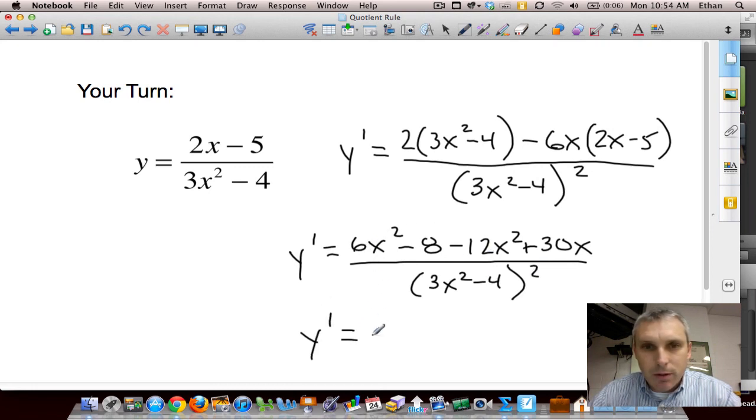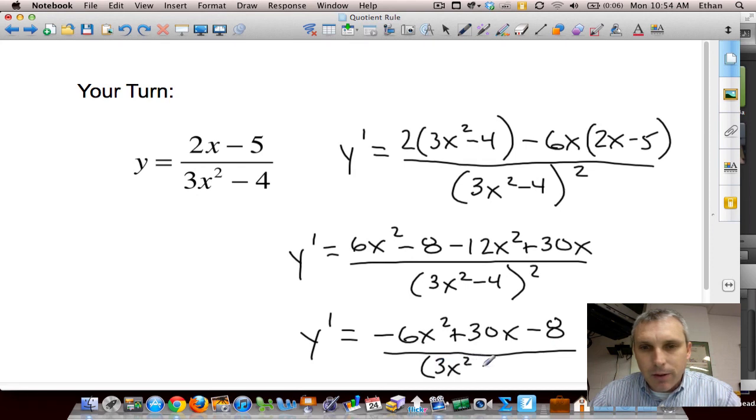Boom, boom. That's your slope. Check your answer. Check it with mine. Let me know if you have questions. Tomorrow we're going to practice lots of these. And good luck. Let me know if you have questions.